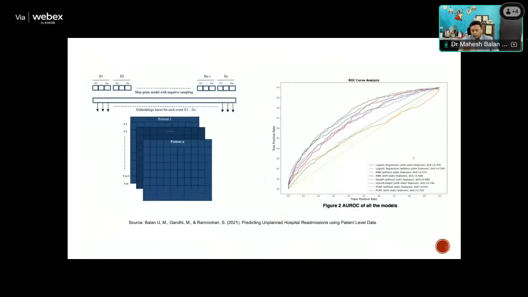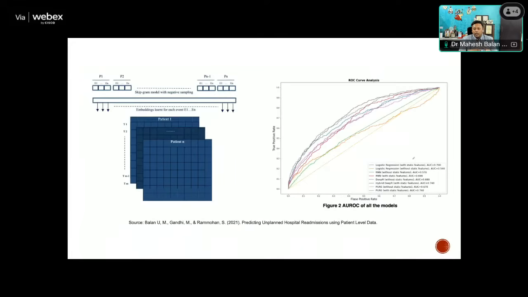So we did this work. This source you can use. These papers are available open source. It's work that we did where we took these medical diagnosis codes and tried to predict whether a patient will be readmitted into a hospital within 30 days in the United States.